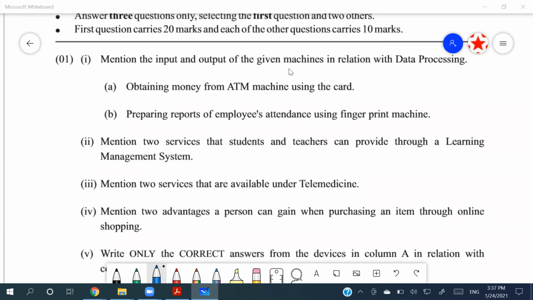The first question is asking to mention 2 inputs and outputs of given machines in relation to data processing. The first one is obtaining money from an ATM machine using the card. Your answers should be regarding this particular machine. So here we are talking about an ATM machine, and you have to say what the inputs are and what the outputs are.